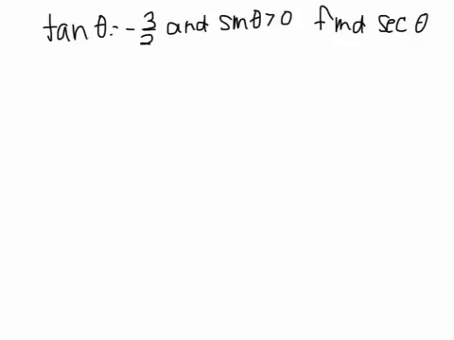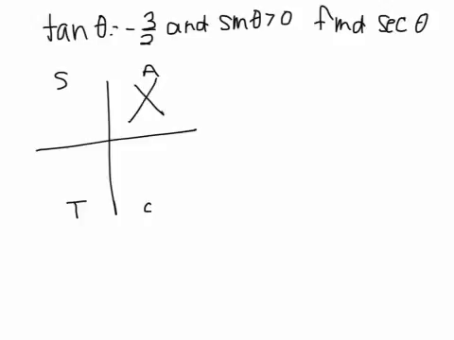We're going to do the same thing here. All students take calculus. Tangent of theta is negative 3/2. So tangent is not negative there. Tangent is positive in quadrant 1, tangent could be negative in quadrant 2, tangent's positive in quadrant 3, and tangent's negative in quadrant 4.